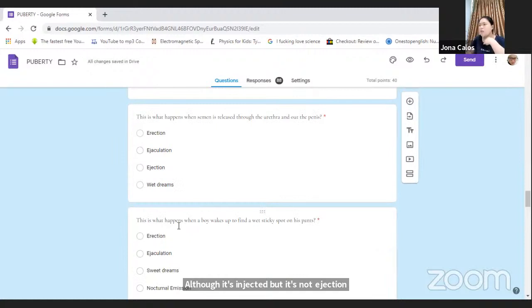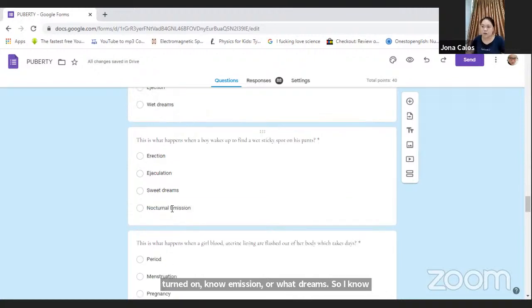And what is this? This is what happens when a boy wakes up and finds a wet, sticky spot on his pants. Of course, that wet, sticky thing is the sperm. But it happened when he was asleep and he ejaculated without his knowing. And that is nocturnal emission or wet dreams. So another term for nocturnal emission is wet dreams.